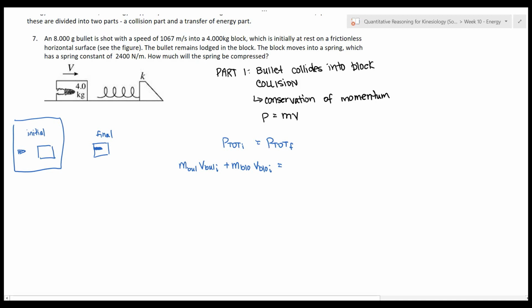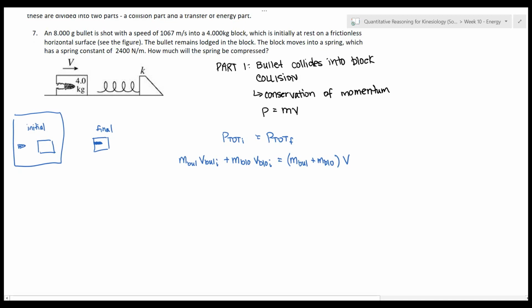So now we really just have the mass of that one object, which is the bullet and the block stuck together. So the mass of them would be the mass of the bullet plus the mass of the block. That's the mass of the object at the end, times the velocity of both the bullet and the block. Okay, so this is what we're looking for. This is our final velocity. We need to find this final velocity for part 1 before we can move on to part 2.